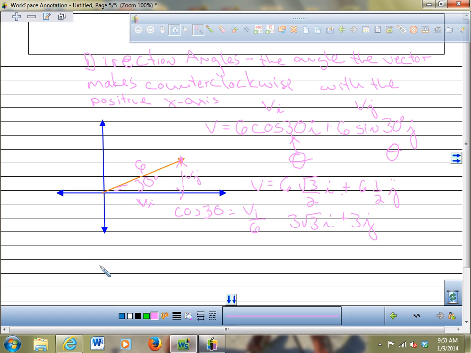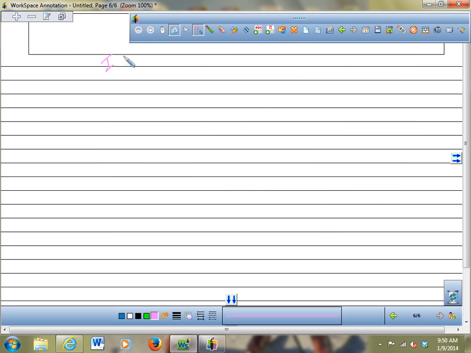Next thing: if V equals Ai plus Bj, then tangent of theta equals B over A, where theta is the direction angle.